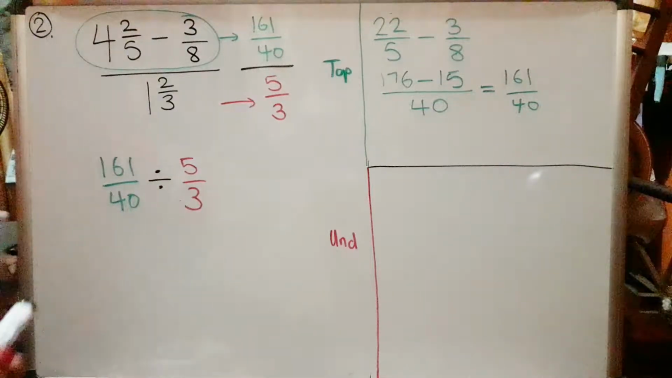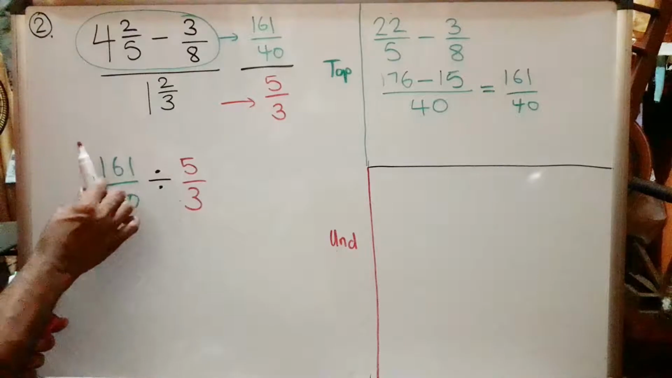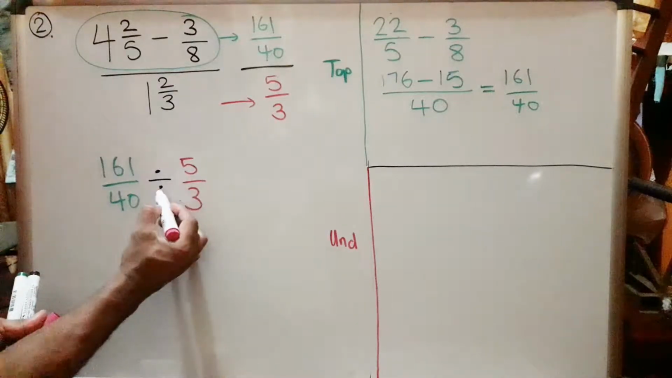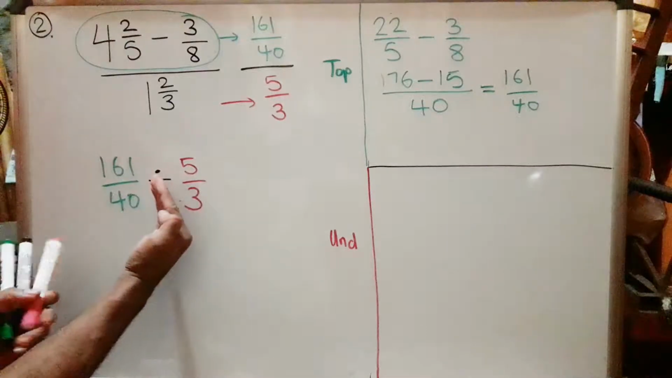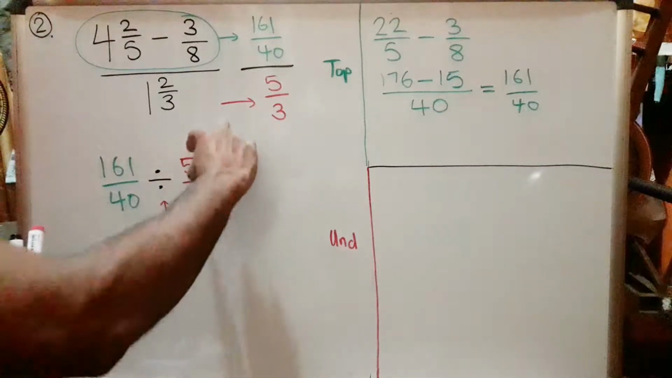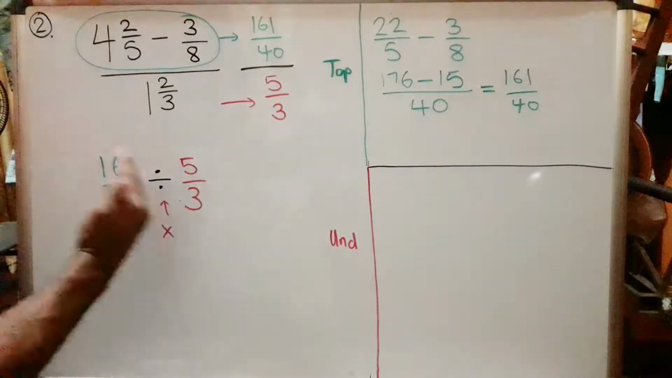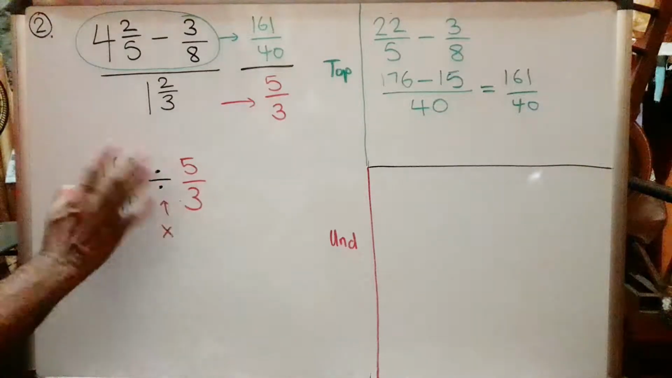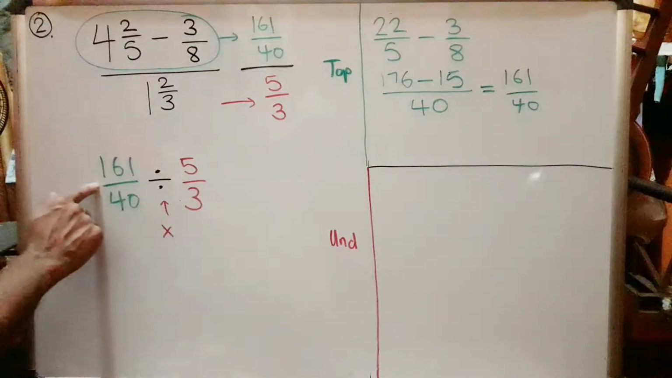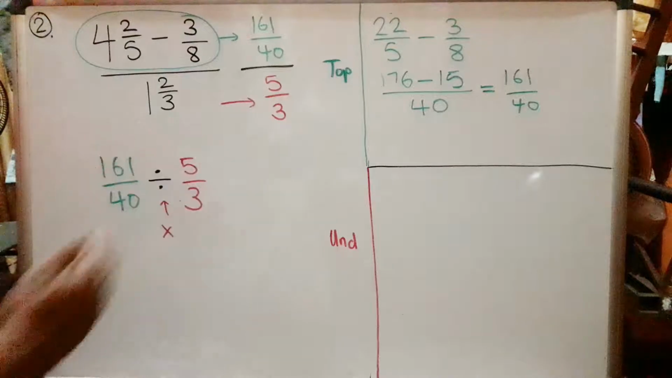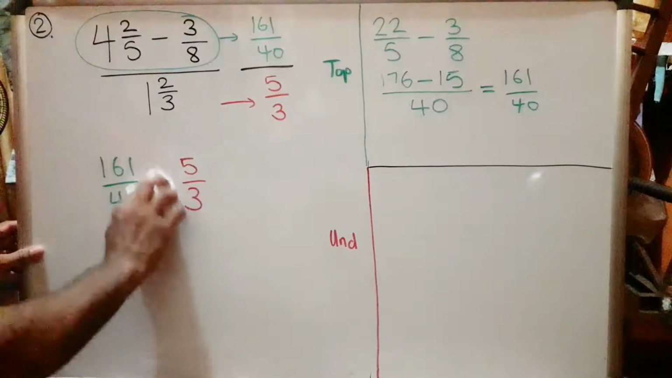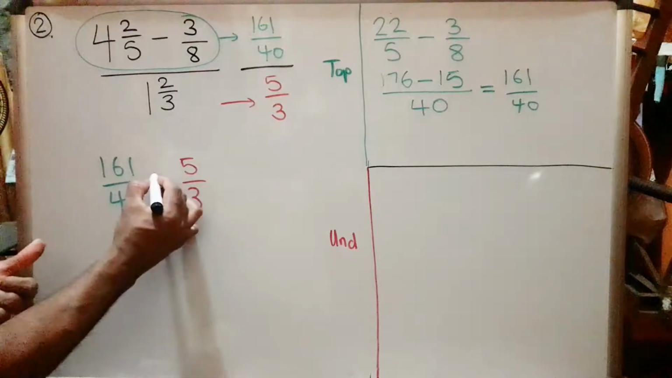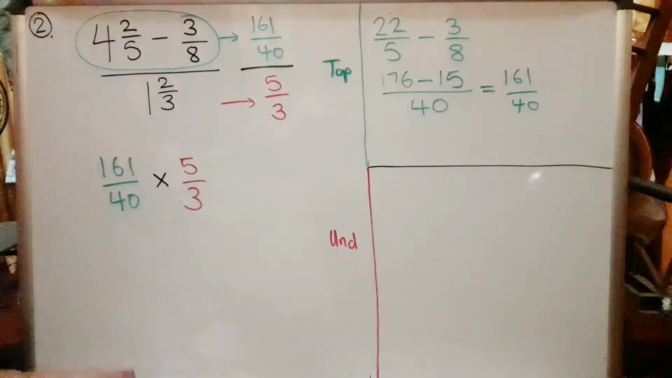So remember in primary school they said, when you write it like this, the divide will change to a multiply, and the fraction after the divide sign, you flip it. The one after the divide sign, I've seen a lot of students flip this one by mistake. It's the one after the divide sign. So let's change this divide to a multiply, and we're going to flip this guy.